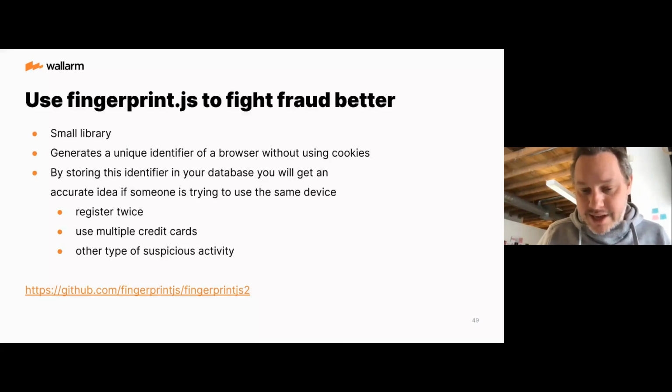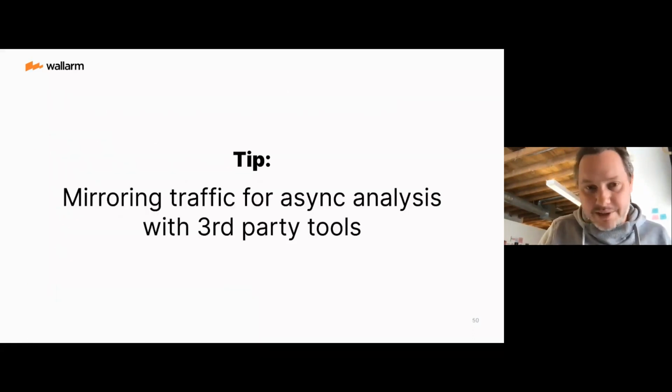And the good thing is that a lot of those techniques are open source, and they are available as a part of this library, Fingerprint.js. So we can go there, download it and use it. You don't even need the Ingress controller for that because it's JavaScript, but you can identify all those situations where somebody registered twice or uses multiple credit cards or multiple accounts or pretty much any other malicious activity. So this is really good.